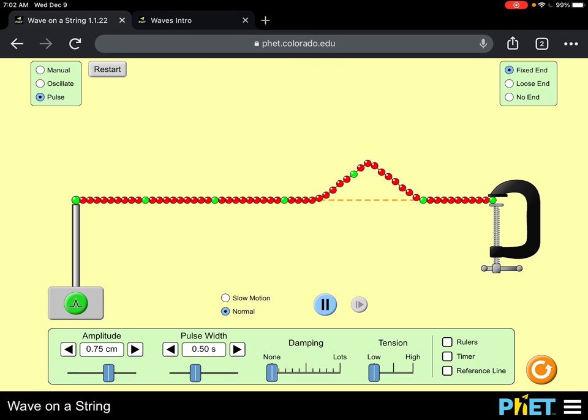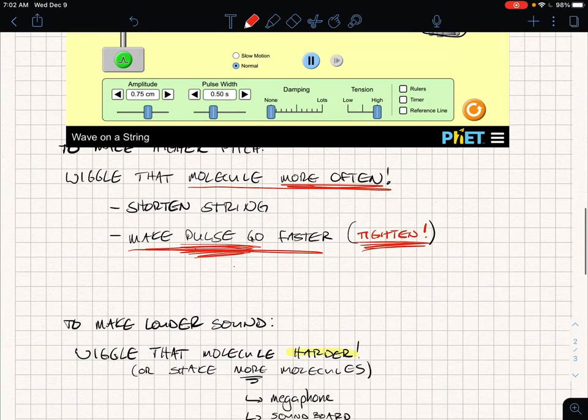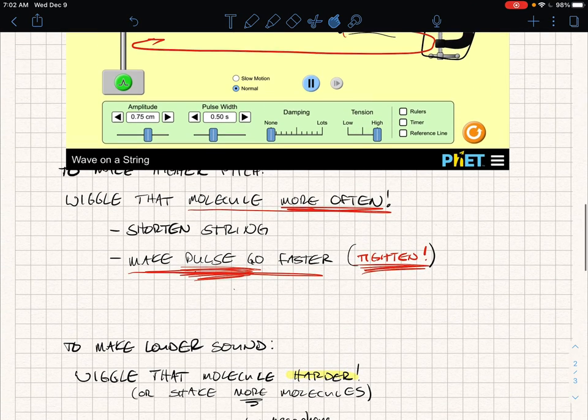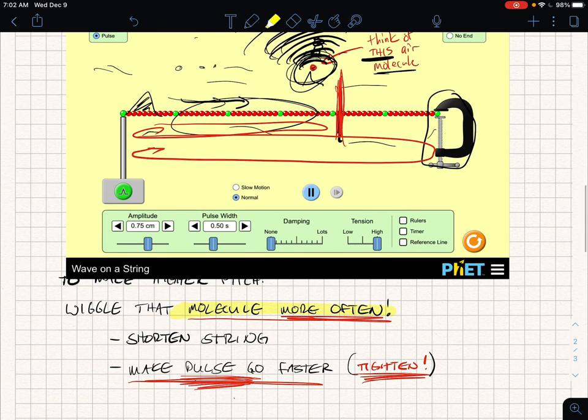So you can either change the distance that this wave travels by pinching the string down, or you can tighten or loosen the string to make the wave travel through it faster. Either way, what you are controlling is how often the air molecules surrounding that string get wiggled.